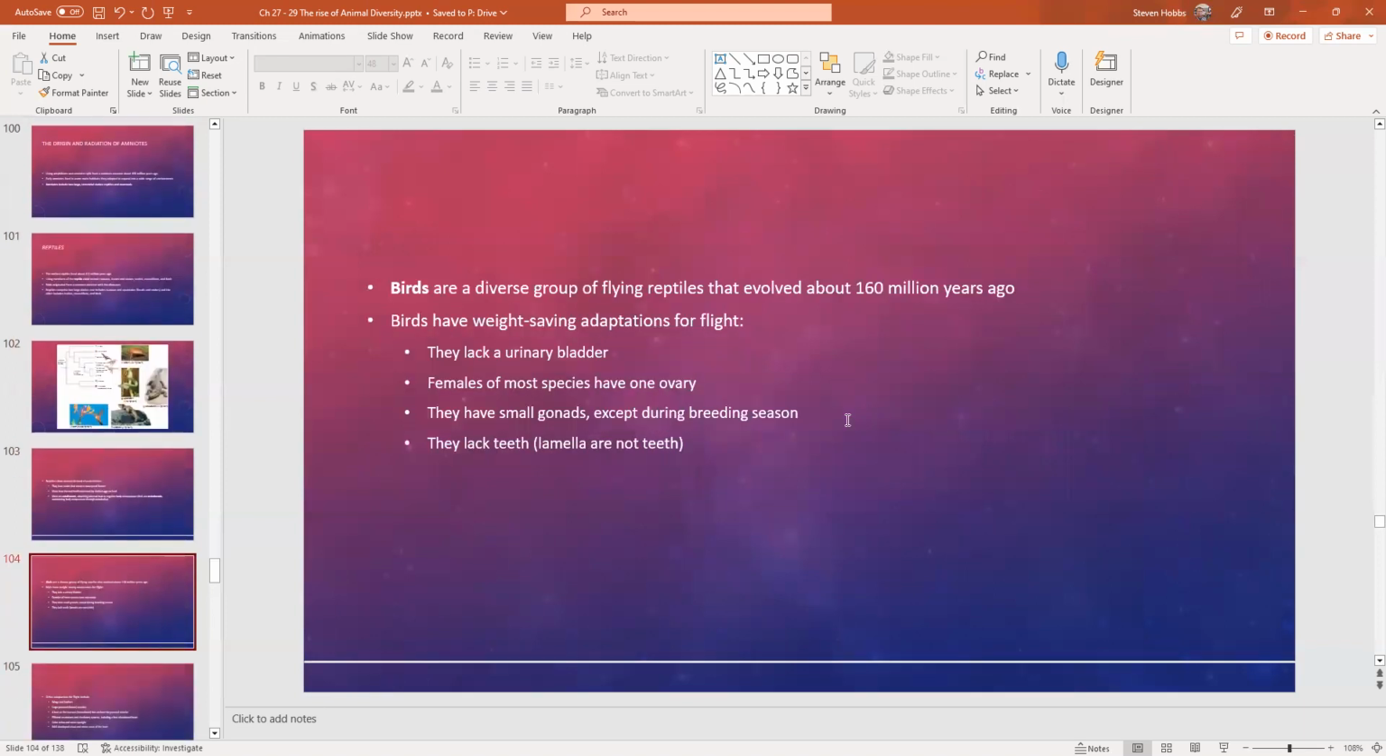Birds are a very diverse group of flying reptiles. You can still see their scales on their feet if you ever get a chance to look at a bird's foot. They evolved about 160 million years ago. They lack a urinary bladder. They don't hold on to the water. Females have one ovary. That means they decrease their weight. They have smaller gonads, except during breeding season, when they increase, and they don't have teeth.